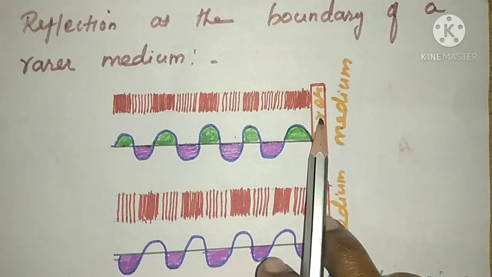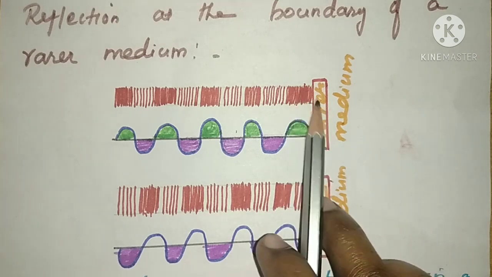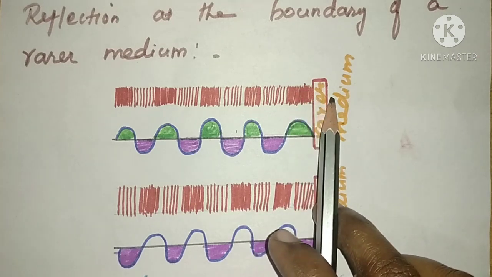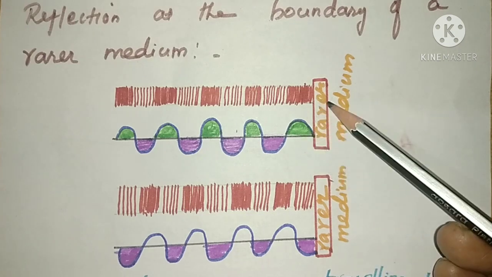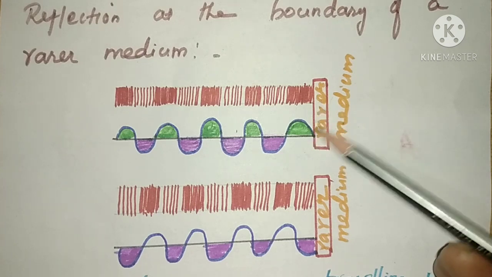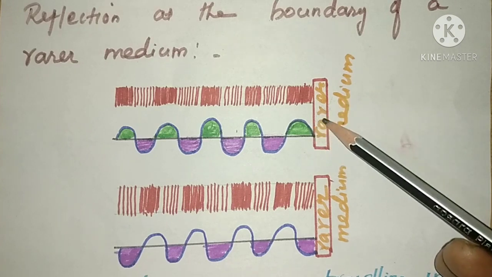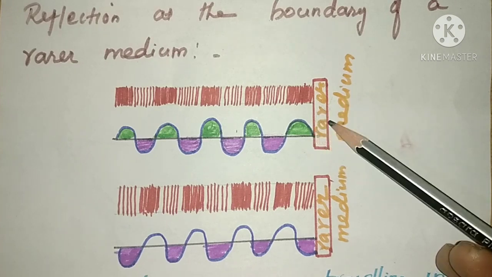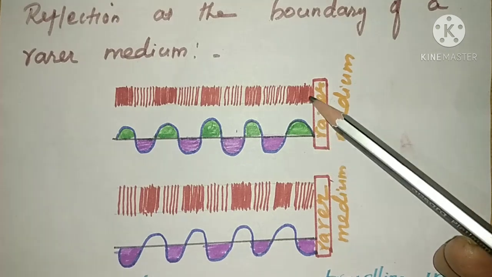Now here, what will happen? It is a rarer medium, so the compression will exert a certain force on the rarer medium. What will happen? Yes, a rarer medium has smaller resistance to any deformation. Compared to a solid medium, it is less, so it will exert less force. Rarer medium has smaller resistance for any deformation, so the surface is pushed backwards.